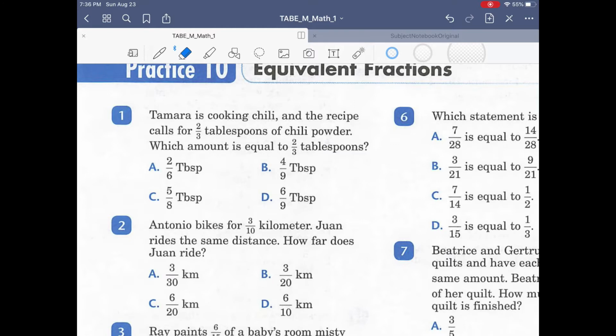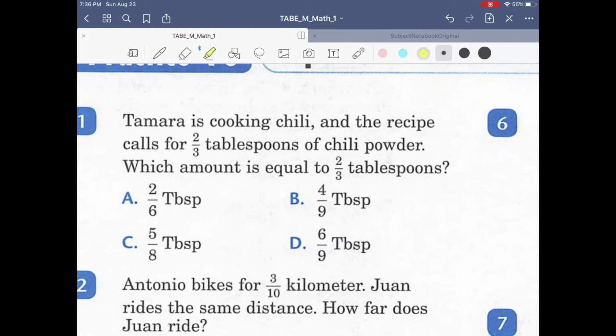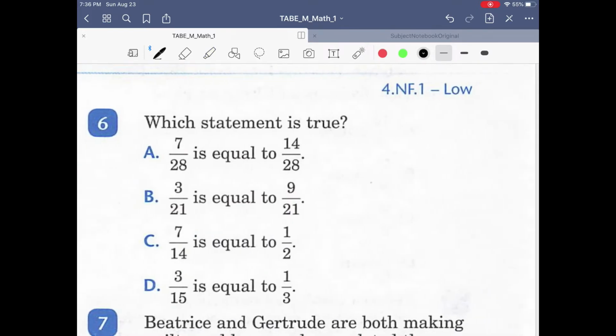Number 1. Tamara is cooking chili, and the recipe calls for 2/3 tablespoons of chili powder. Which amount is equal to 2/3 tablespoons? Well, the first thing I want you to notice is this key phrase, equal to. Now, when you get into algebra, you're going to rely very much on those kinds of phrases. So let's go ahead and start looking for them now.